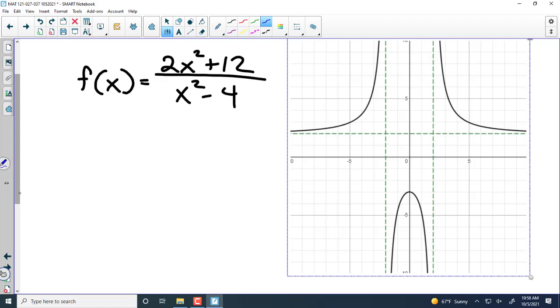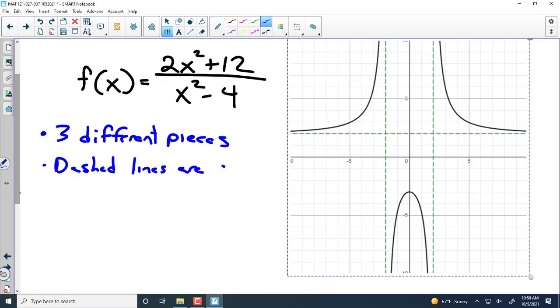Just in case you're curious about a couple things about this graph, let me give you a little bit of vocab and just a little bit of knowledge about it. First of all, you can see the graph has 3 different pieces. That's one thing we want to notice about it. It has 3 different pieces. The other thing I want you to notice is the dashed lines are called asymptotes. We're going to talk about those today. The dashed lines you see on there, the dashed lines in green, are called asymptotes.